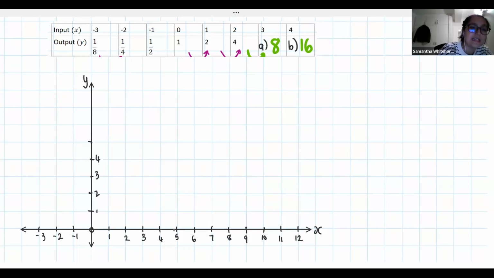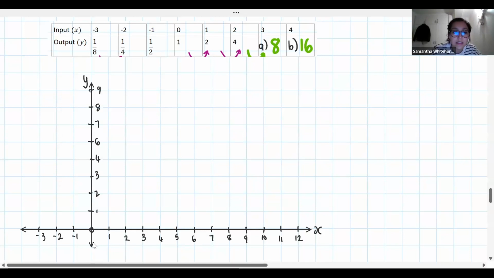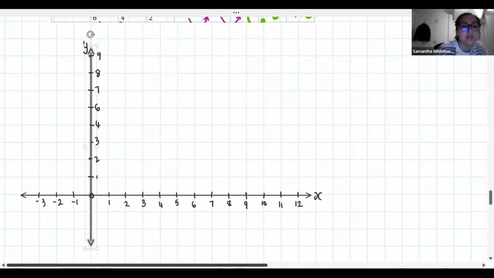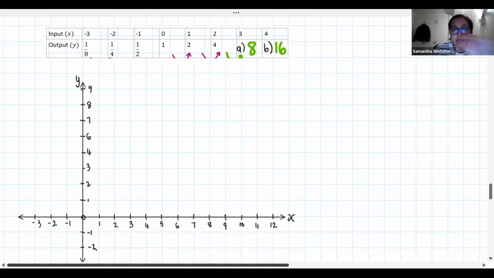I don't need any negative y values. If you look at your table, none of those values are negative. If you wanted to extend this y-axis and put in 1 or 2 negative values, by all means, that's fine. But you're not going to need them because as we can see in our table, none of our outputs are negative.